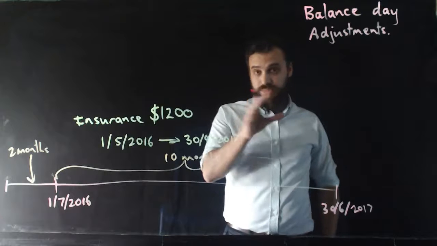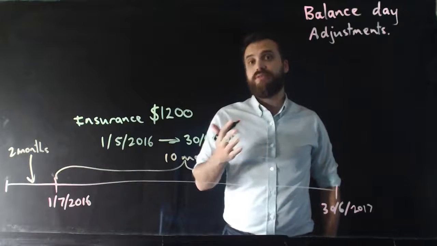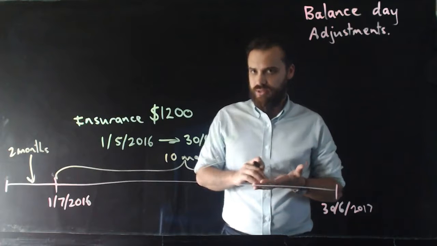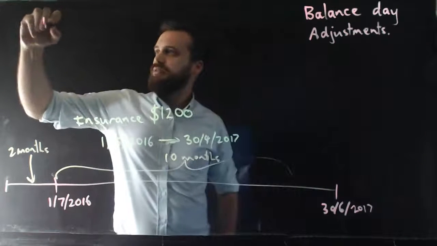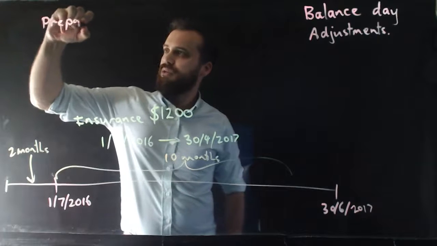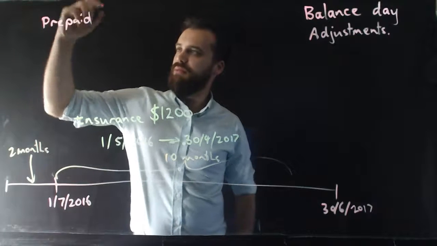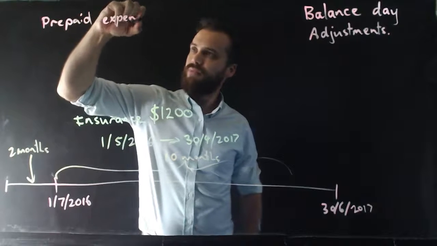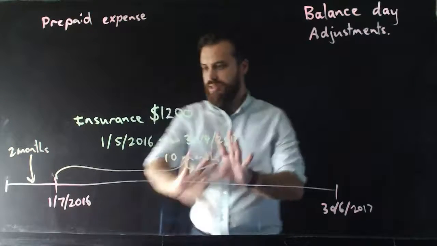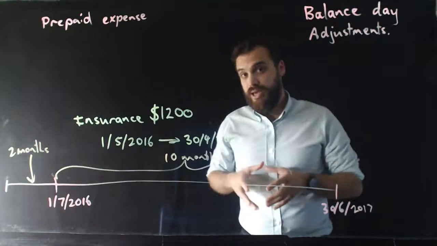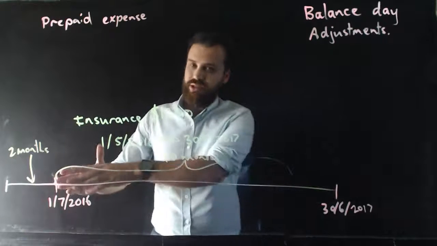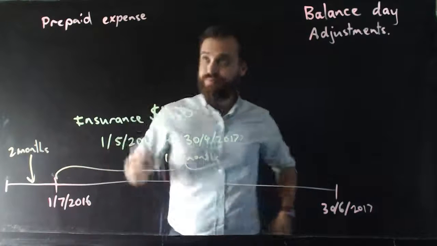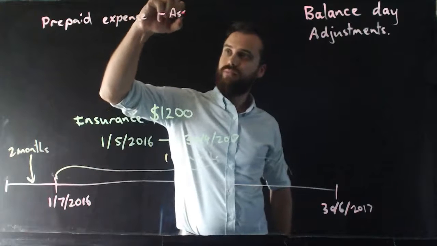Balance day adjustments create 4 different accounts. They create, sorry about the squeaking, pen must be dying, prepaid expense. Now, the example I've given you here is a prepaid expense. You're prepaying your expense for the next 10 months. Prepaid expenses are assets.